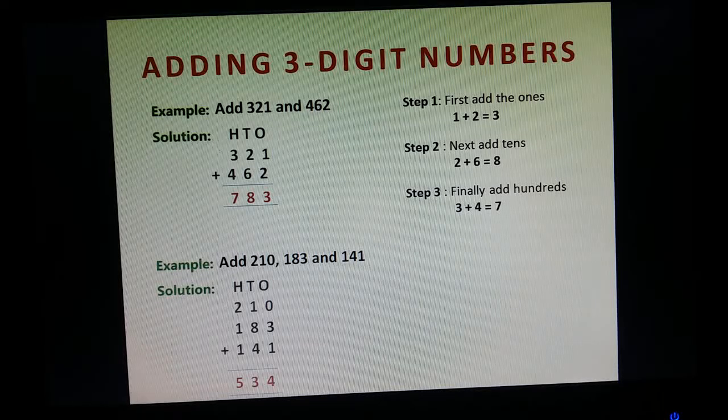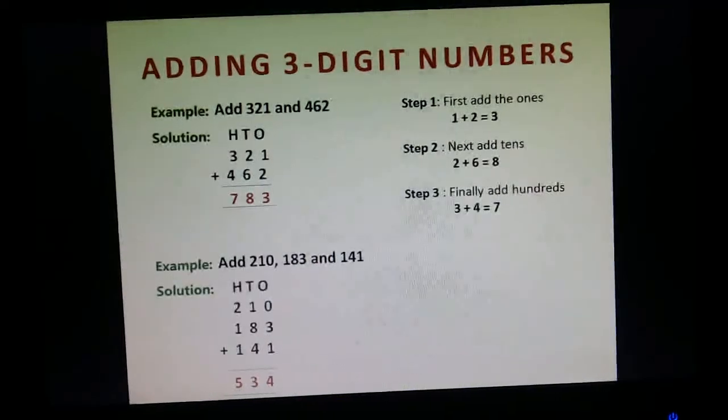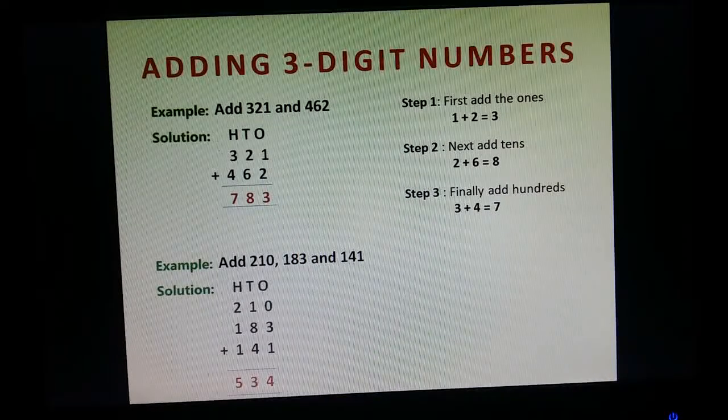Next example is add 210, 183 and 141. In this example, we have 3 numbers. Place these 3 numbers again in the place value table. At the ones place, 0, 3 and 1. At the tens place, 1, 8 and 4. And at the hundreds place, 2, 1 and 1.